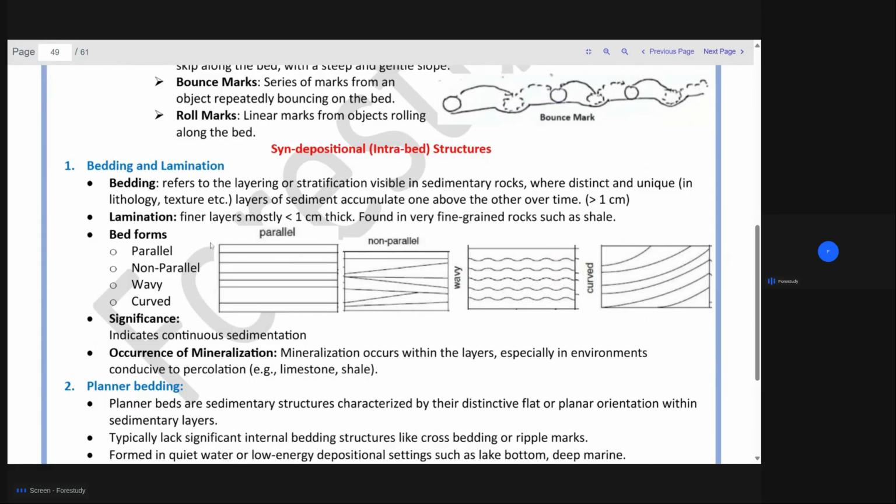So beds are parallel here, and then here it is not parallel. It can be non-parallel also. Dipping beds. It can be wavy like this, or it can be curved like this, maybe because of storm. Okay. So different kinds of beddings can be there. Different types of orientations can be there.